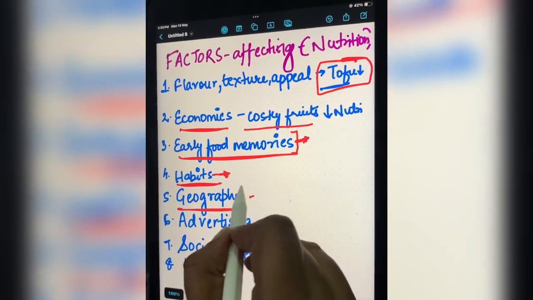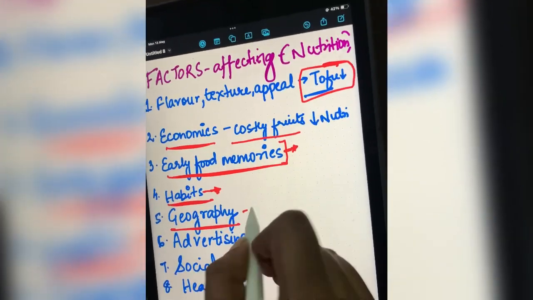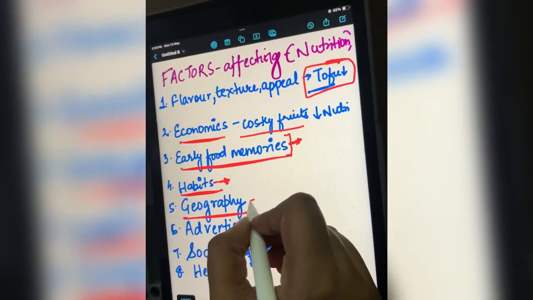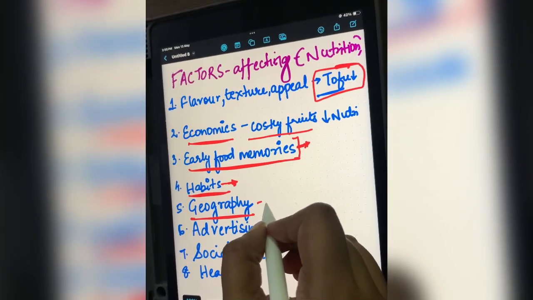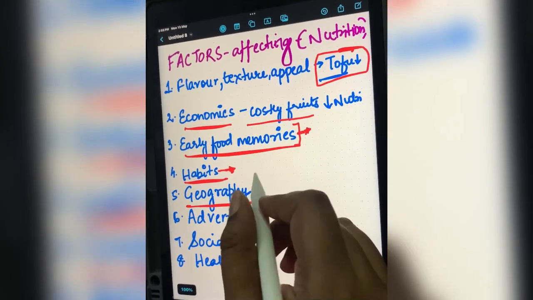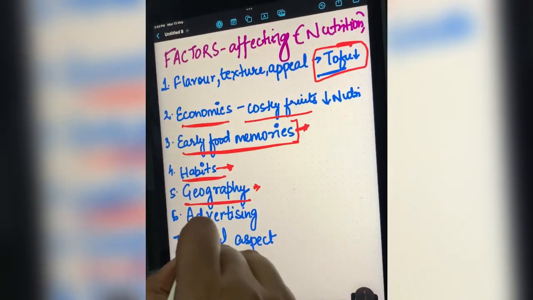Geographical area. Suppose we talk about the north coast or the south coast. In the south, people take lots of rice, but as compared to the south, northern people take more cereals. So this is a geographical area factor which again affects your nutrition value.